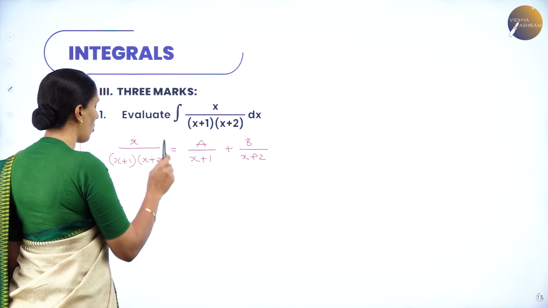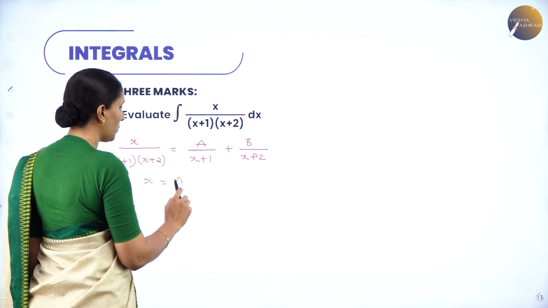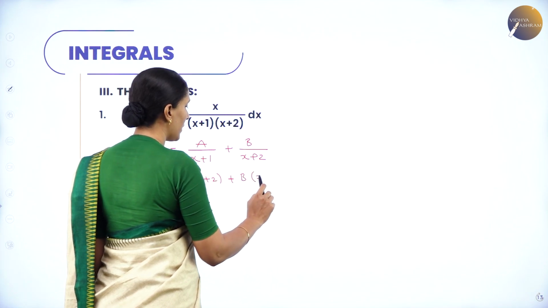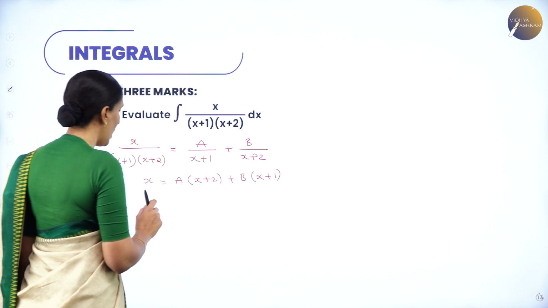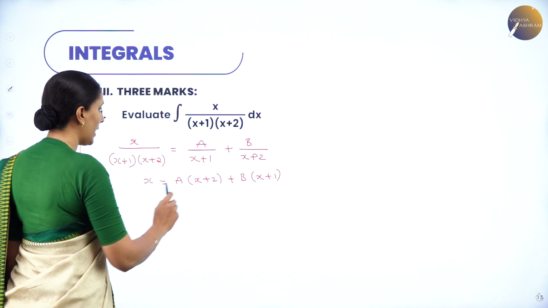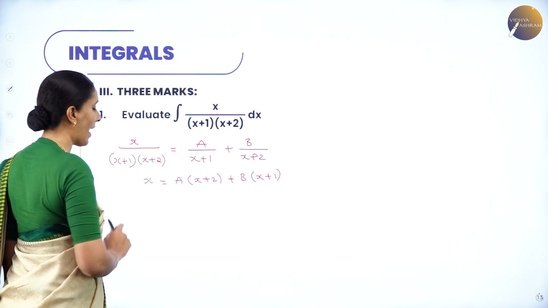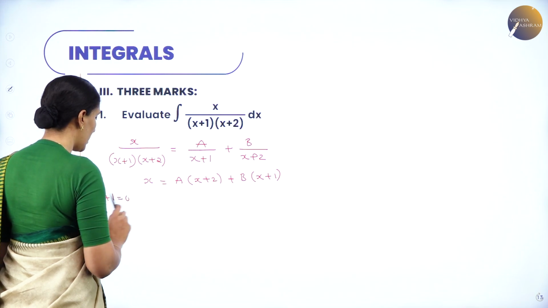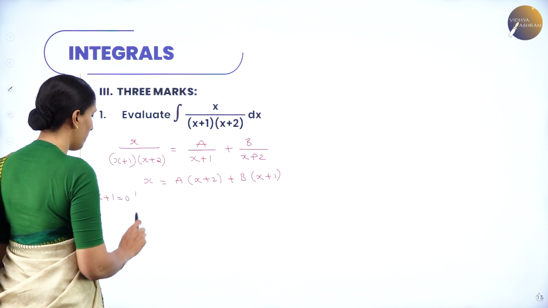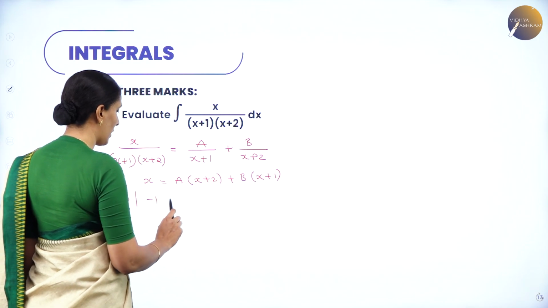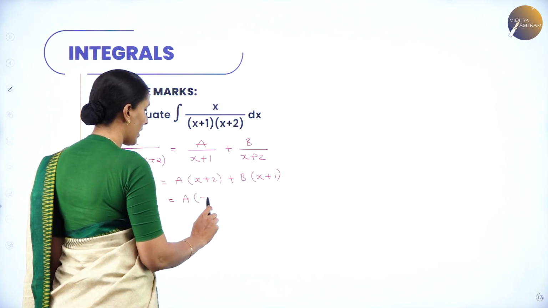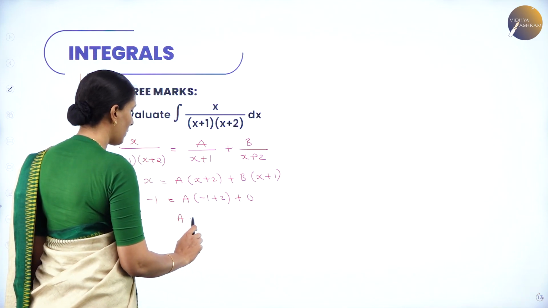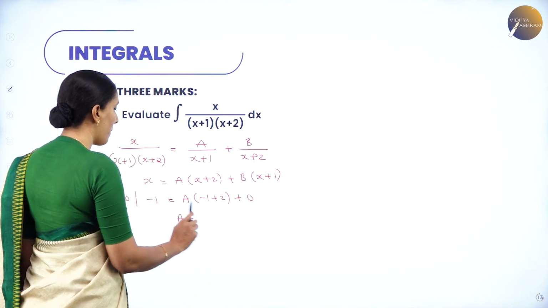So after resolving this, we'll get x is equal to a into x plus 2 plus b into x plus 1. Now here let's find a and b by equating the factors to 0. First let us equate x plus 1 is equal to 0. If x plus 1 is 0, then x is equal to minus 1. So a into minus 1 plus 2 plus 0. So evaluating this, we'll get a is equal to minus 1.